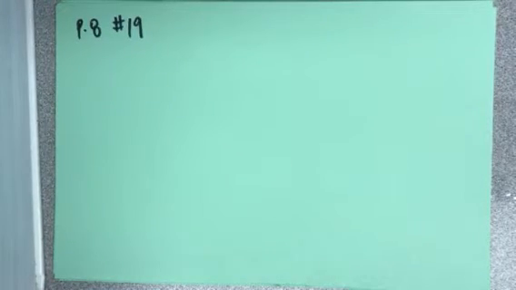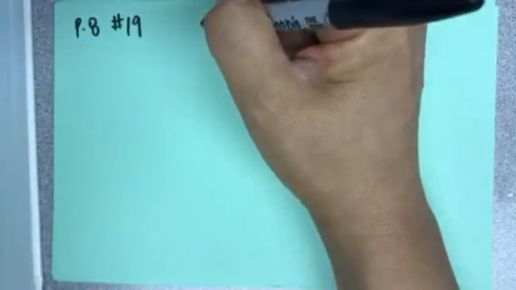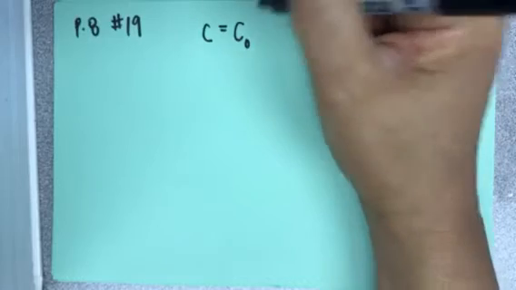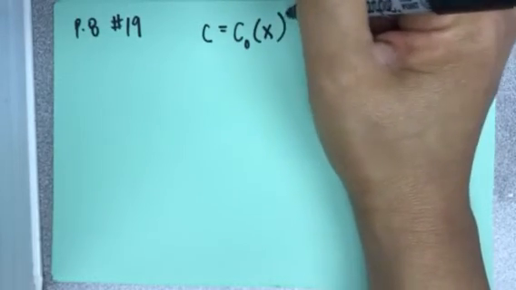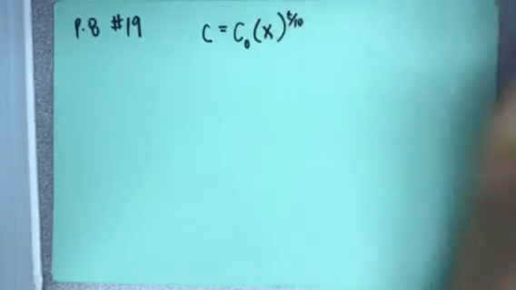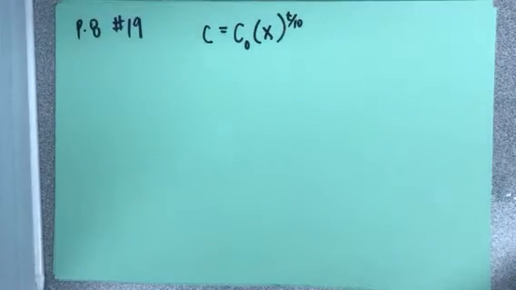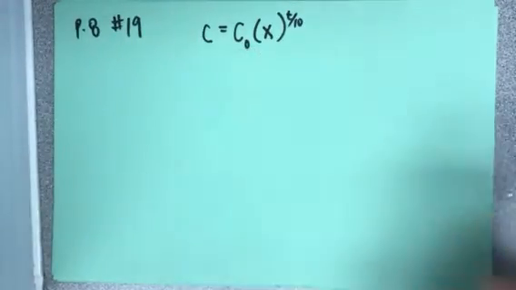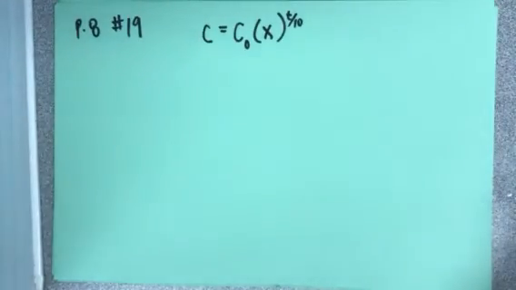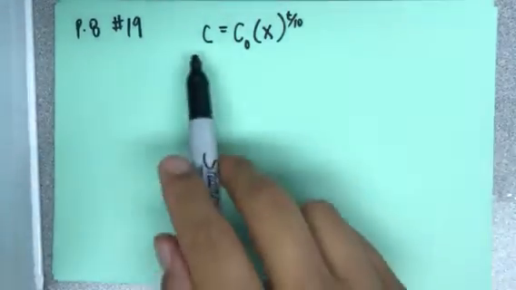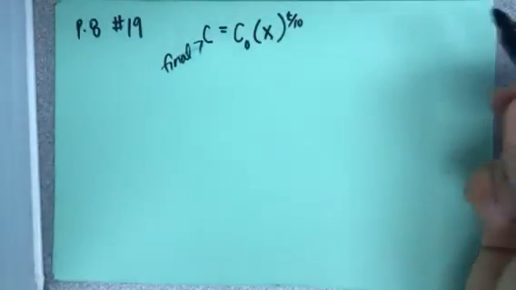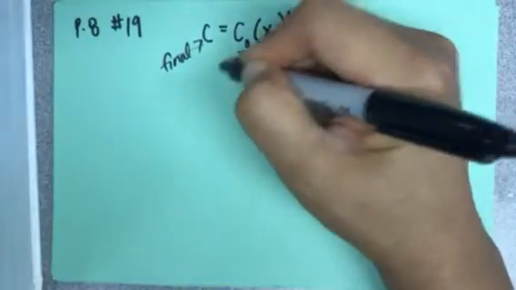If the decay rate is given by, and so this is the given, C equals C_0 times X to the T over 10th power. Already some of you guys have just given up on life, right? Don't give up just yet. Stick with me. C_0 is the initial concentration of the element, and C is the final concentration. So this is the final, and C_0 is the initial.